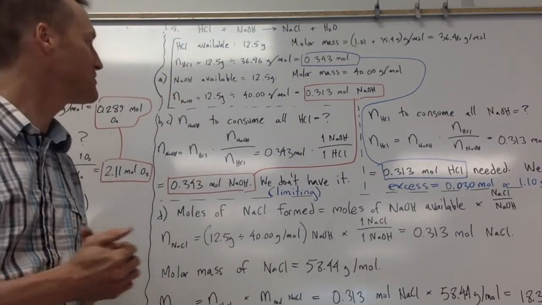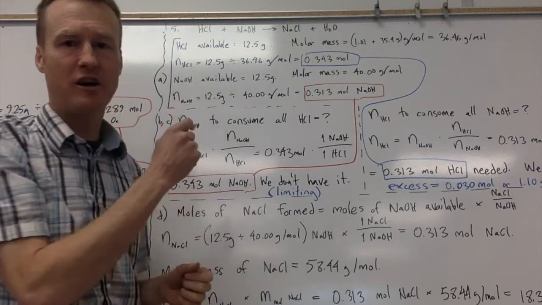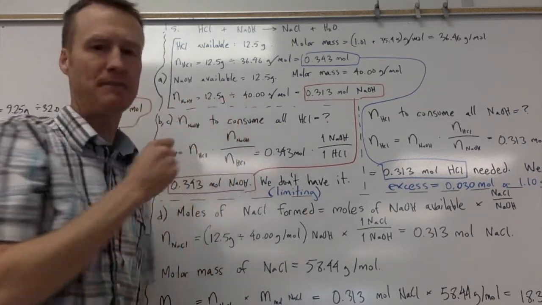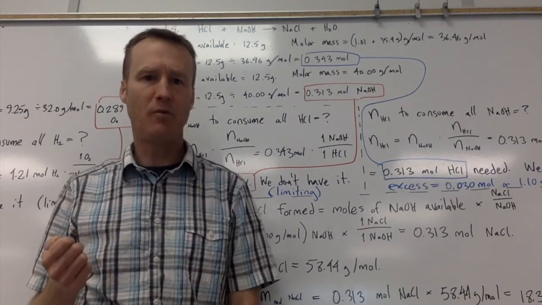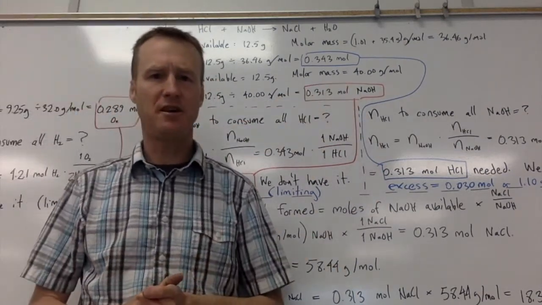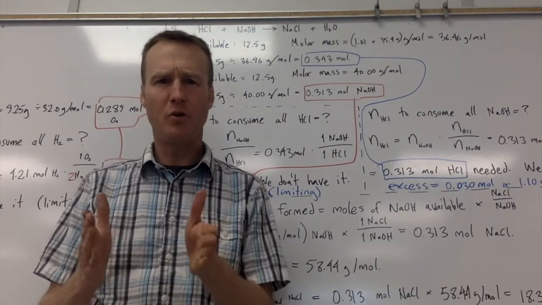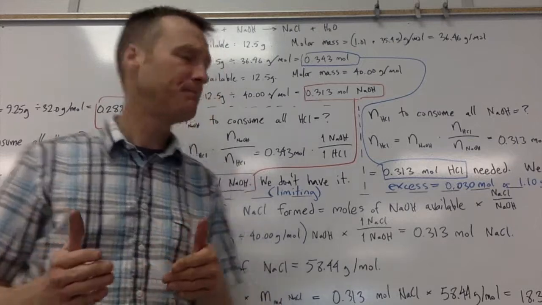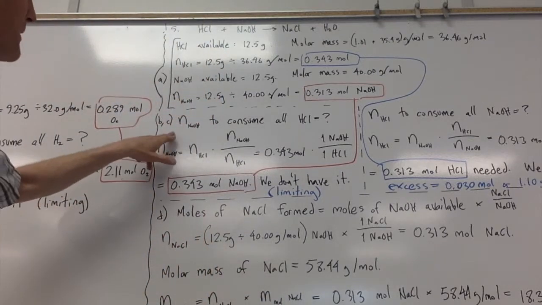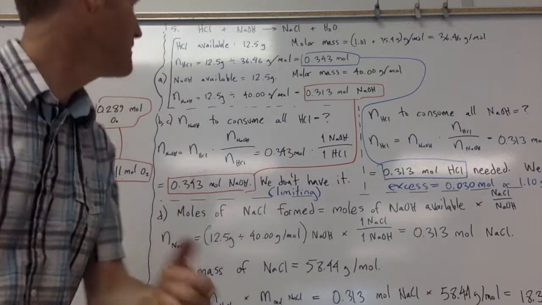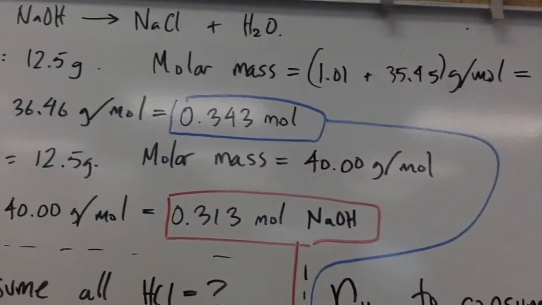How about NaOH? It's 40 grams per mole. We have 12.5 grams of it. 12.5 grams divided by the grams per mole gives us 0.313 moles of sodium hydroxide. Given that the molar ratios are 1 to 1 to 1 to 1, you can probably see where this is going. So for B and C, I've answered them kind of in a packet right here, because these are the answers for A.